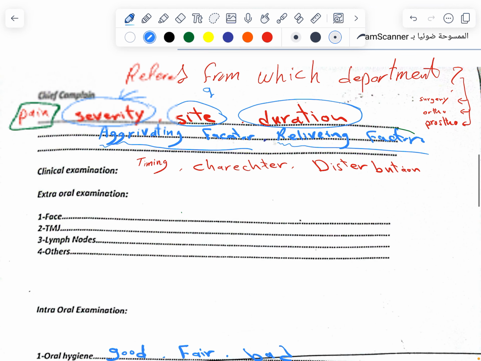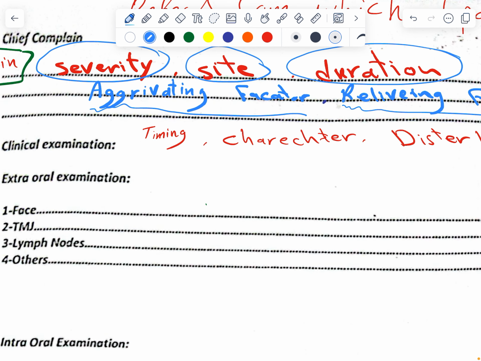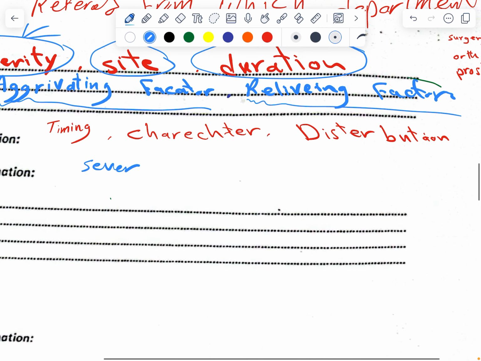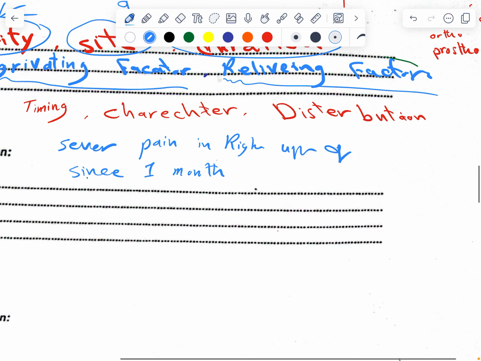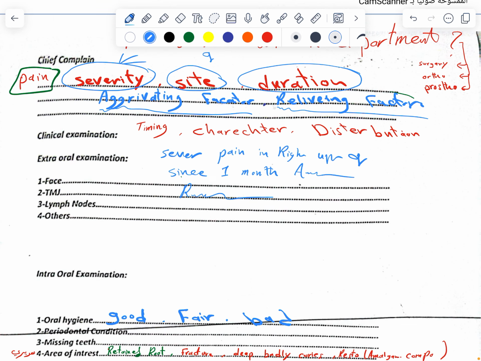For example, the patient has severe pain in upper right quadrant, since 1 month, for example, aggravated by biting and relieved by cold, and etc. These 5 points are the most important.